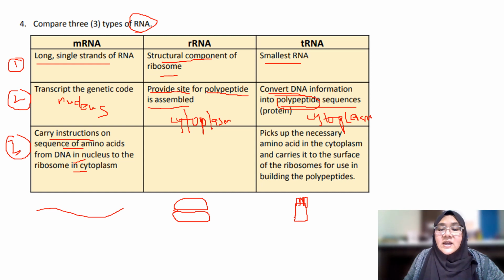And then the tRNA is used to pick up the amino acid in the cytoplasm and carry the amino acid. The tRNA will later bring the amino acid to the rRNA to translate. It will translate, forming the polypeptide.